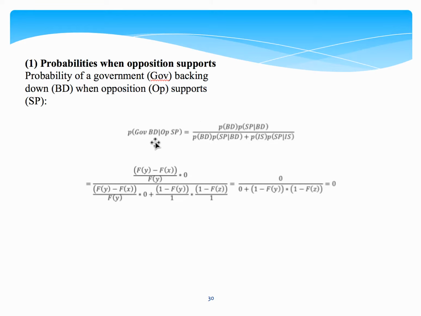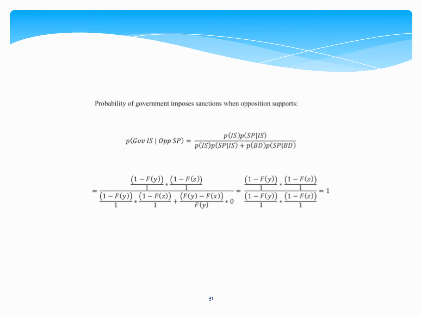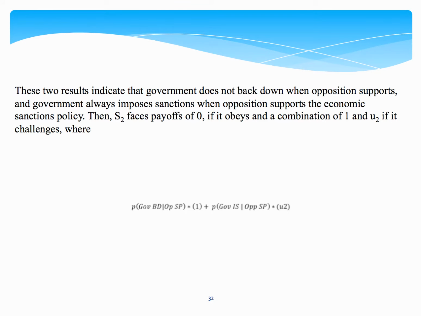So I want to say here that it is similar logic. The probability of government imposing sanctions given opposition supports is 1, which means the government always imposes sanctions if the opposition supports.